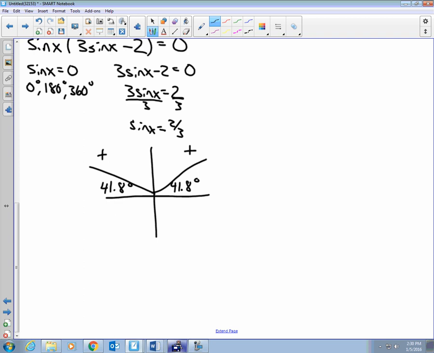Okay, so we're going to count 41.8 degrees, and we're going to subtract that off of 180. We get 138.2. So how many total solutions do I have? 5. Not 1, not 2, not 3, not 4. We have 5. You can't predict by just looking at the equation how many solutions you'll have.